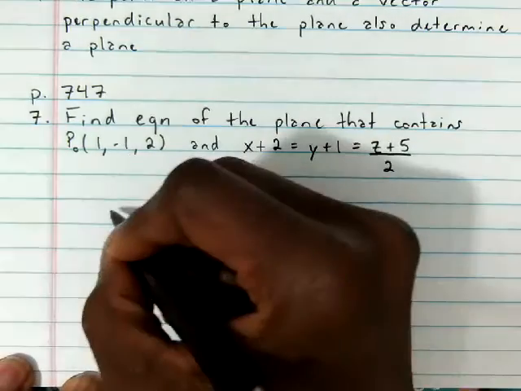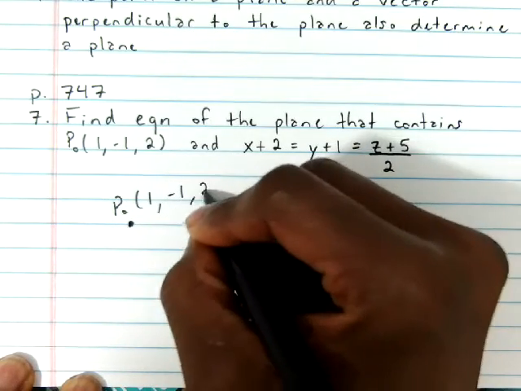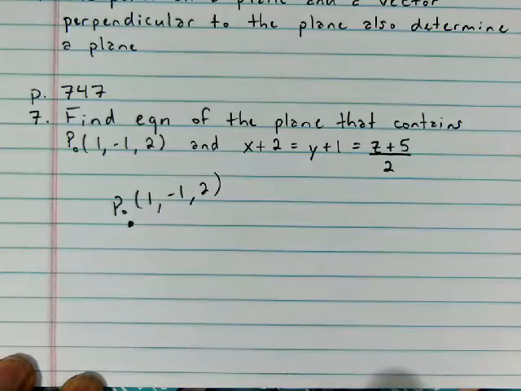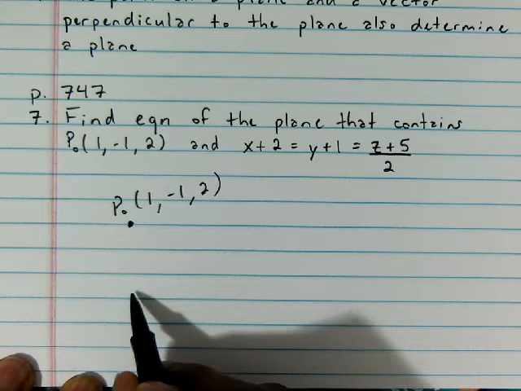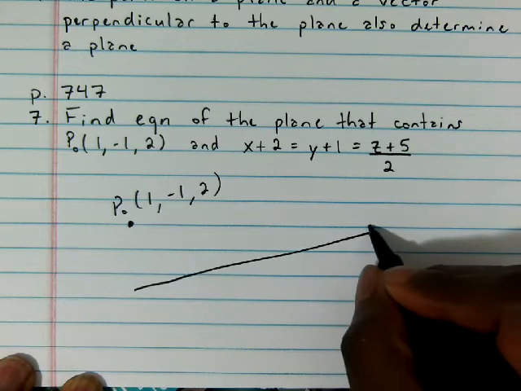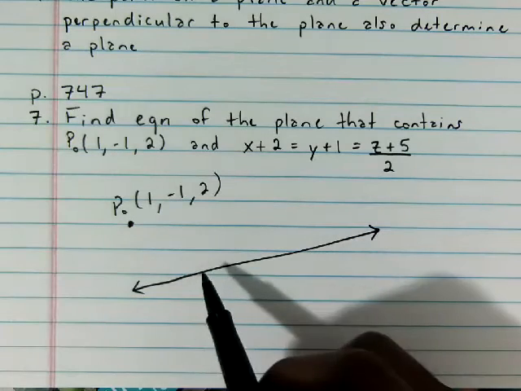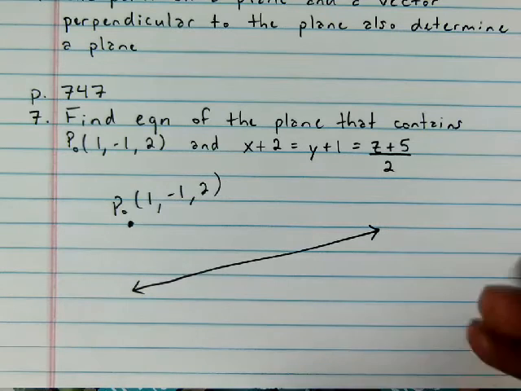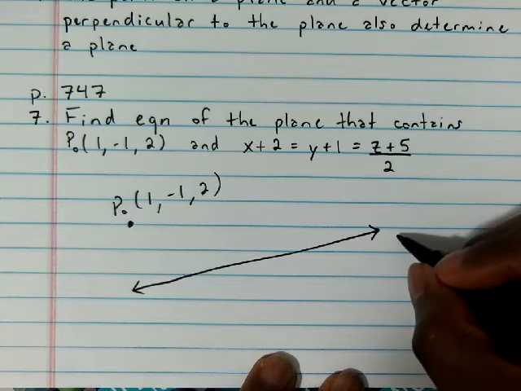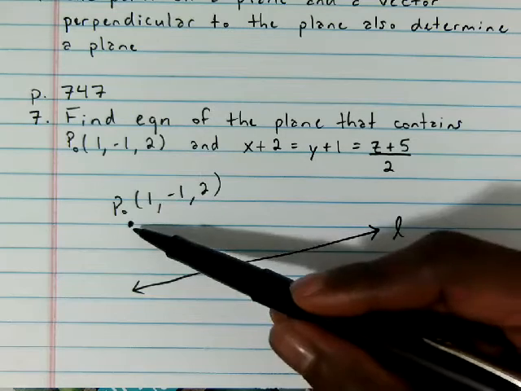So we'll make this our point. This is P naught, which is 1, negative 1, 2. We know that's in the plane. And we also know this line is in the plane, so let's just draw this line wherever we want to. There probably is a relationship between this point and the line I could figure out, but that's not necessary. I'm just trying to make a point here. We'll call this line script L. So the piece of paper is our plane, with a point in the plane and a line in the plane.